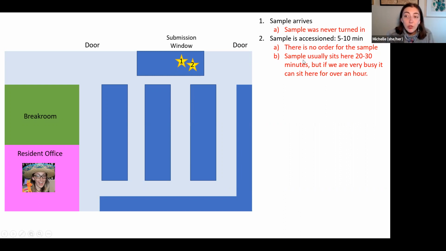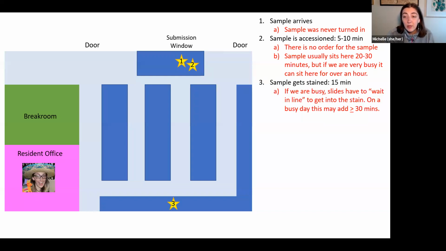The sample will usually sit here for at least 20 to 30 minutes, but if we're very busy, it can sit there for over an hour. I try to pop out when I have free moments and process things if we're understaffed, but just be aware of that. The cytology samples are just like every other sample. They're sitting in line to be accessioned.